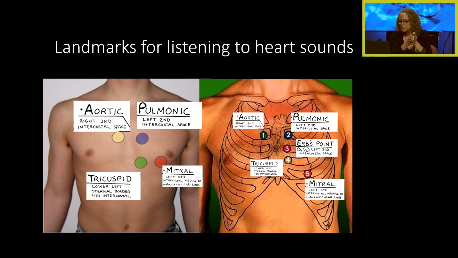We can see Erb's point, where S1 and S2 can be heard, although S1 and S2 should be able to hear them everywhere. But that is over the intercostal space number 3. And then we see the tricuspid valve over number 4 intercostal space. And then, of course, mitral, which we've already talked about.